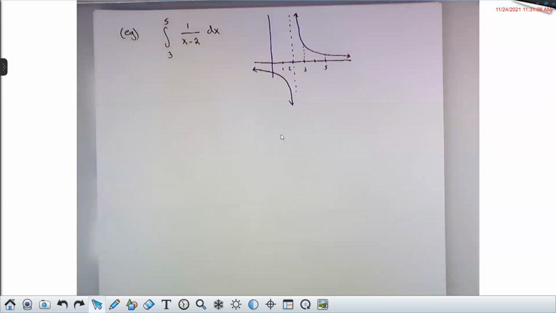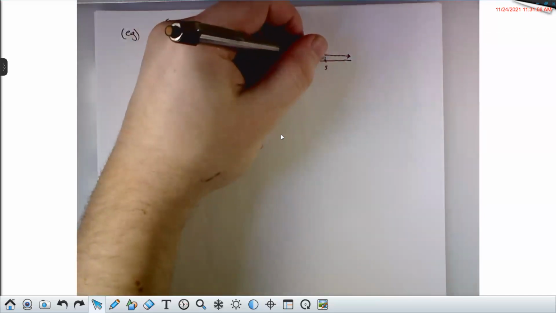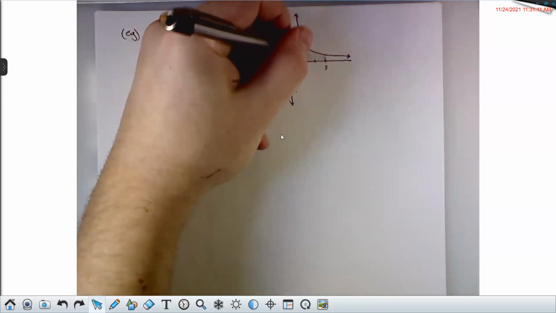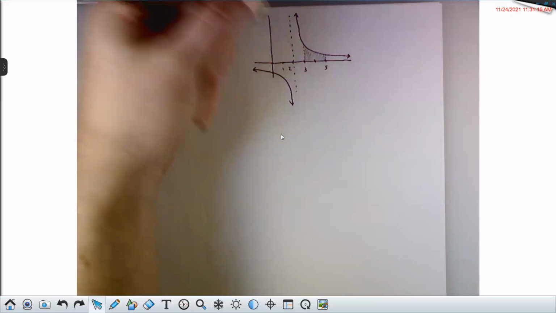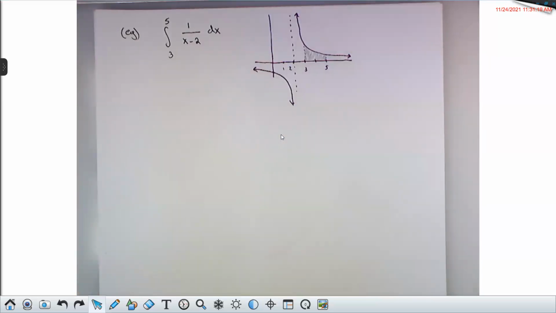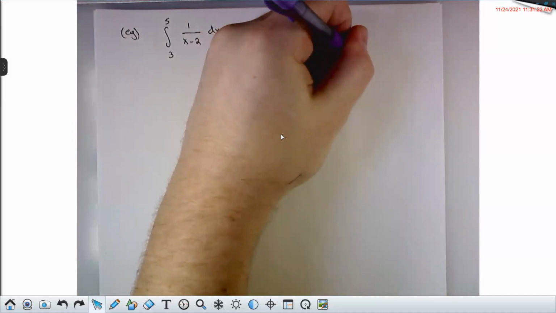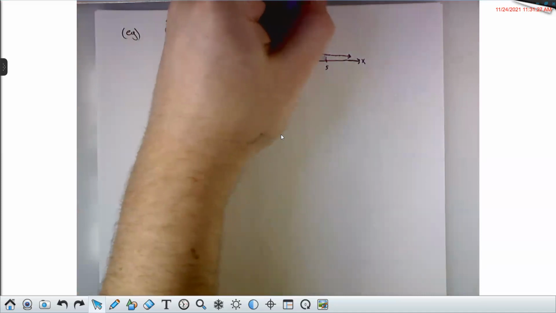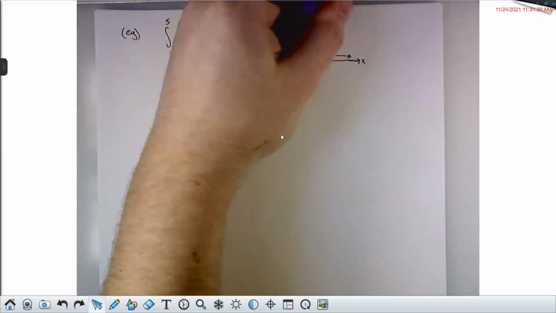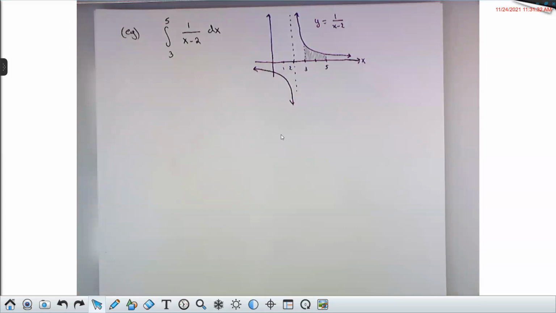So the area I'm computing here is this area. This is my x-axis, and this is the graph y equals 1 over x minus 2. What would I substitute for u here? x minus 2. Very good.